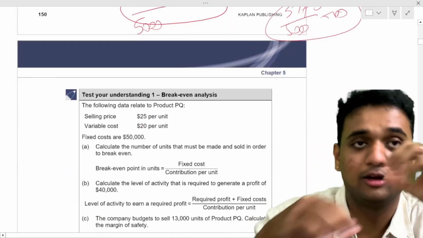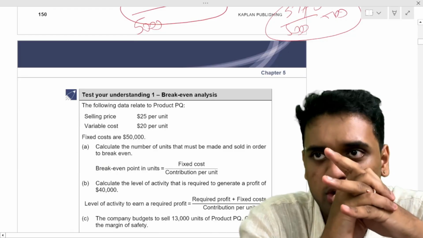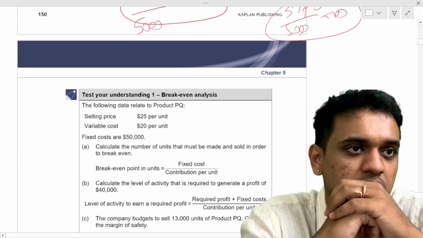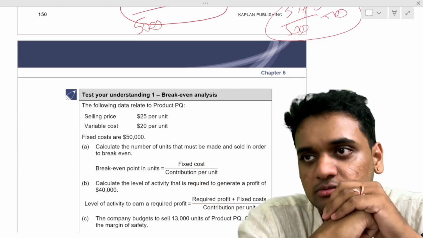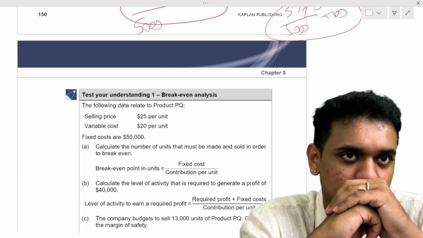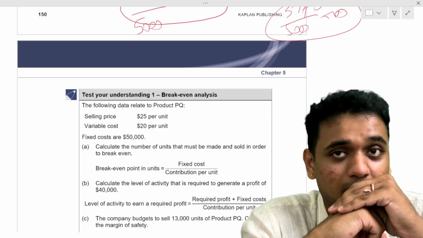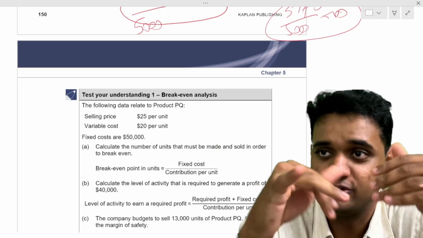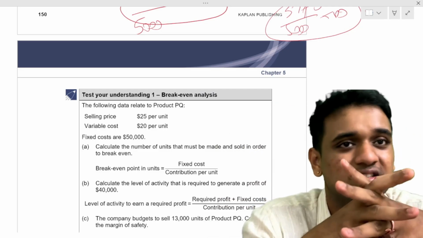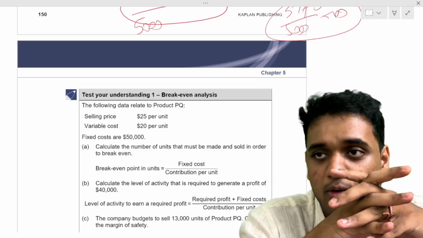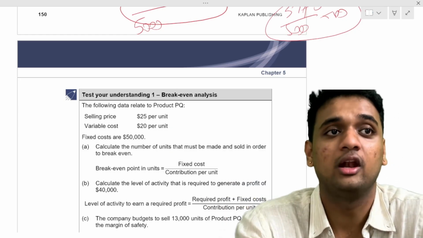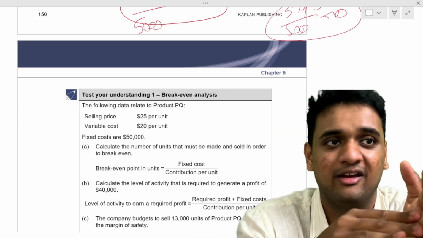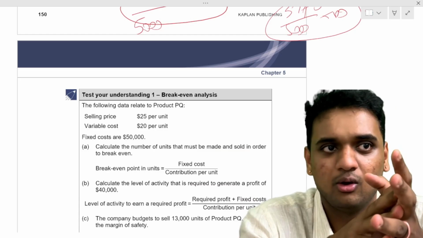Now we will see another formula. The break even point we found out, is it amount or units? Units. Suppose my mom came and asked me how much you have to sell in order to break even, and I told her 3,750 units. If she asks me how much you have to sell in rupees to break even, what will you do?